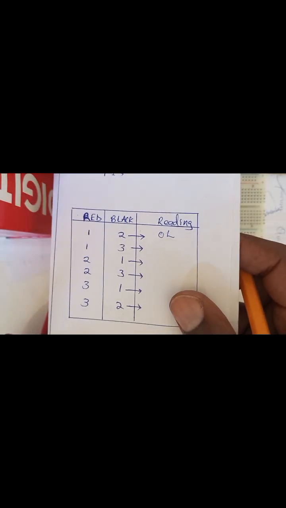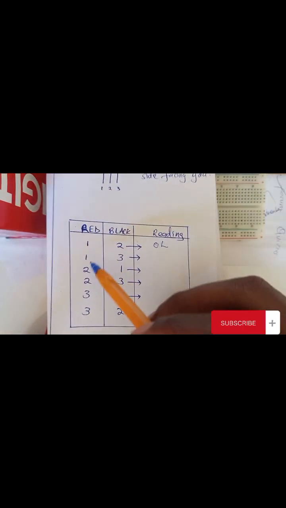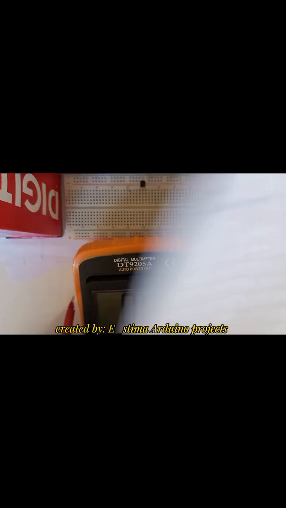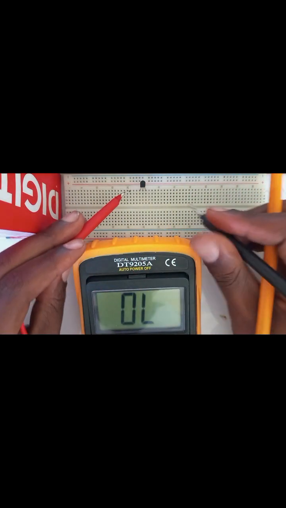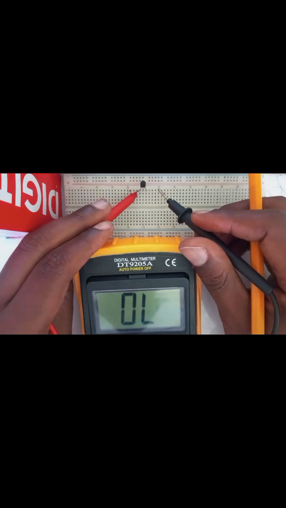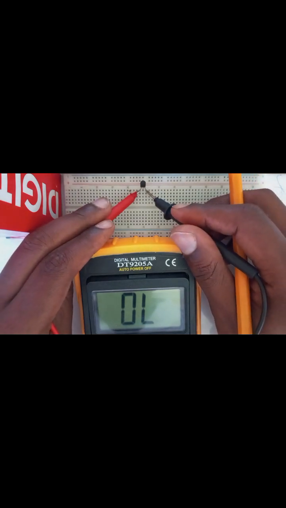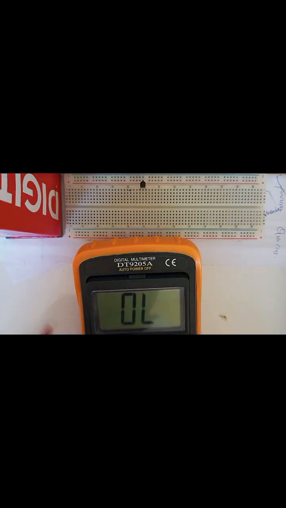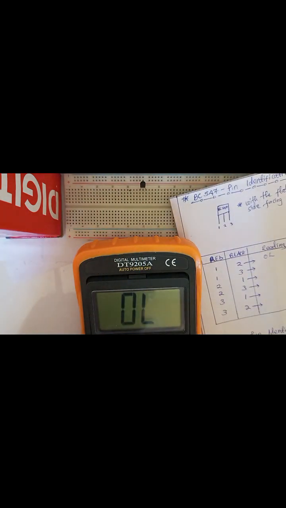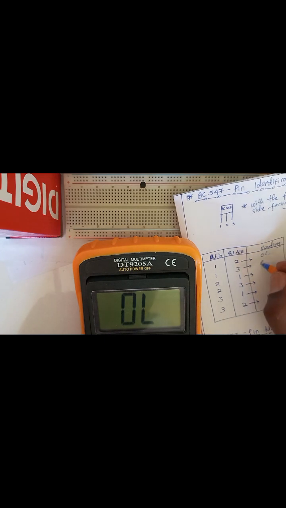Secondly, we have 1 and 3. So red on 1 and black on 3. Still no current is passing through. So you come to your table: OL.